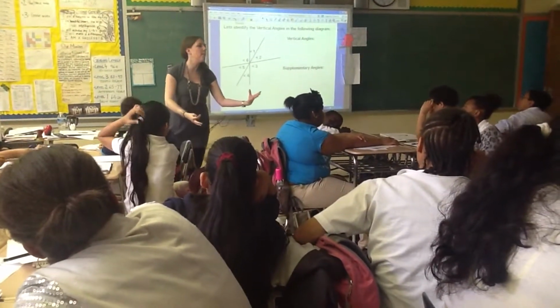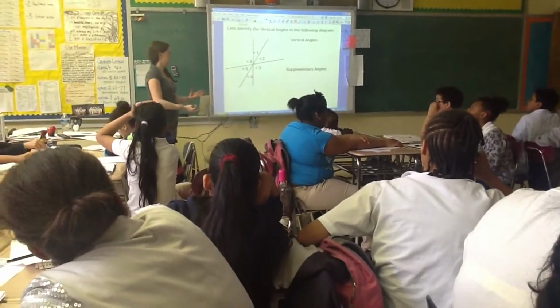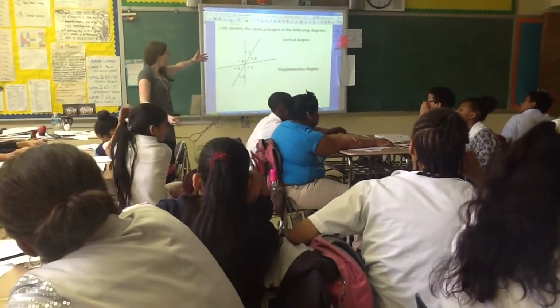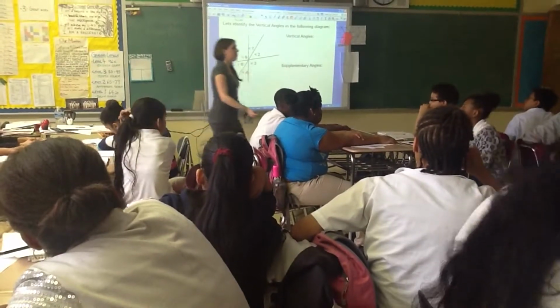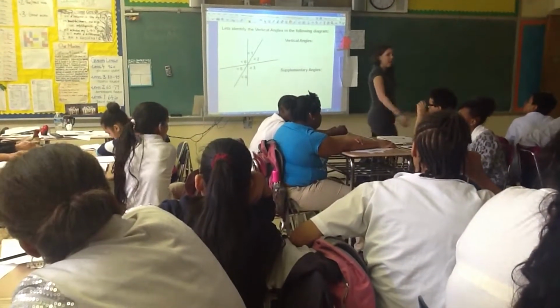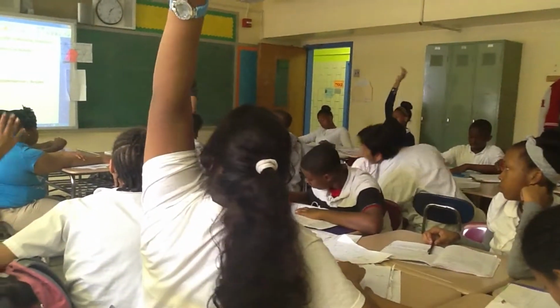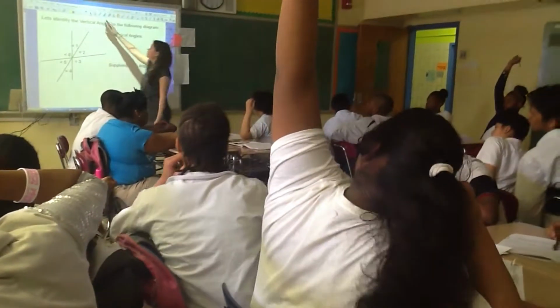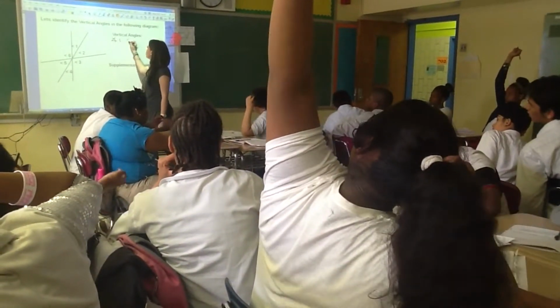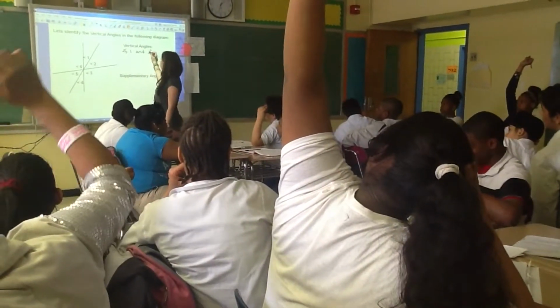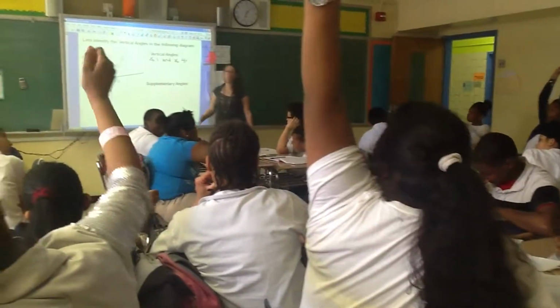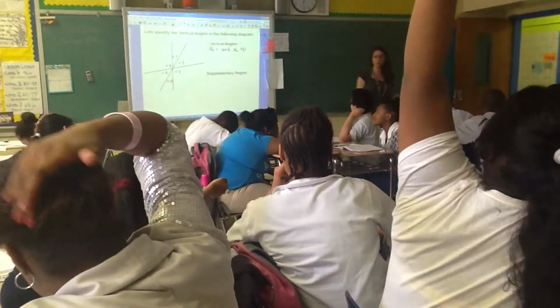Let's see if we can see them in more cross sections. So we have a set of lines. Where might be some vertical angles in these lines? What are maybe two angles that we can identify as vertical angles? Michael, 1 and 4. Why would you say 1 and 4? Because they're opposite of each other. And what shows you that? What shows you that they're opposite of each other?